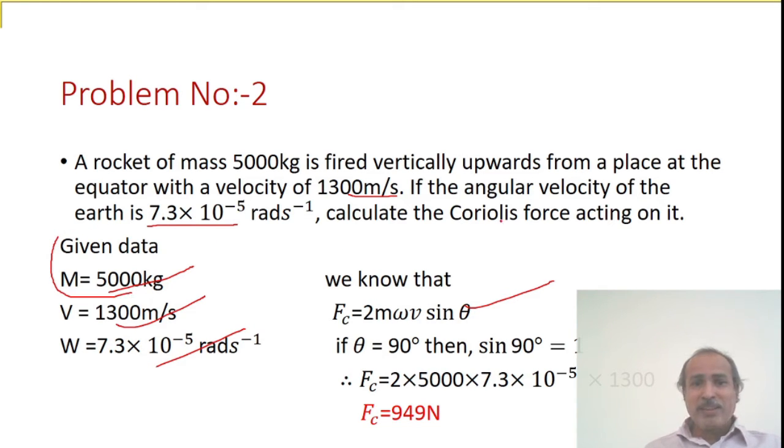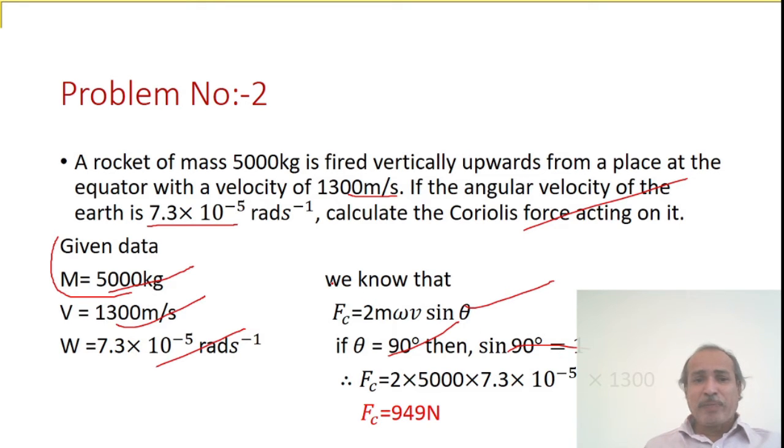Next, what is the formula? We have to find the Coriolis force. For the Coriolis force, we remember the formula Fc equals 2 m omega v sin theta. Here theta is given: the rocket is fired vertically upward, therefore theta equals 90 degrees. Then what is the sin 90 value? Everybody knows that sin 90 equals 1.